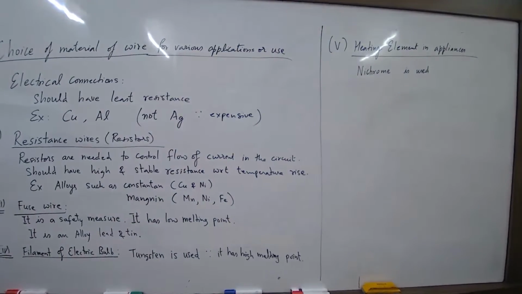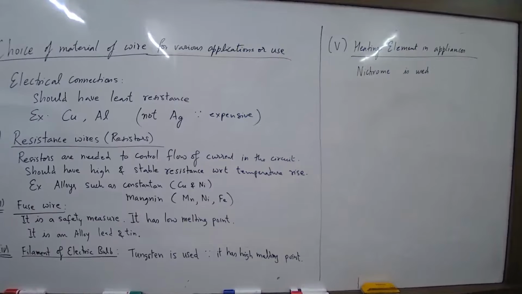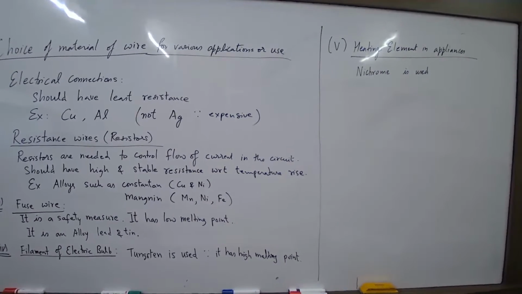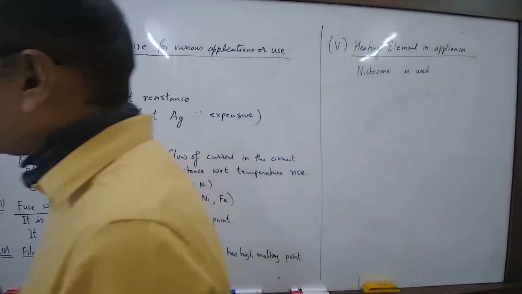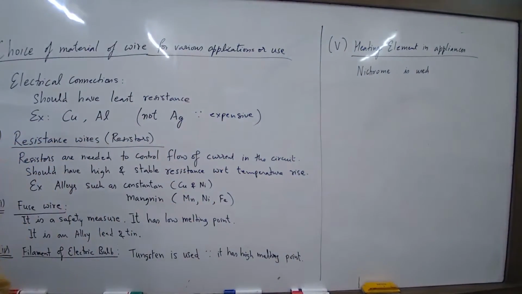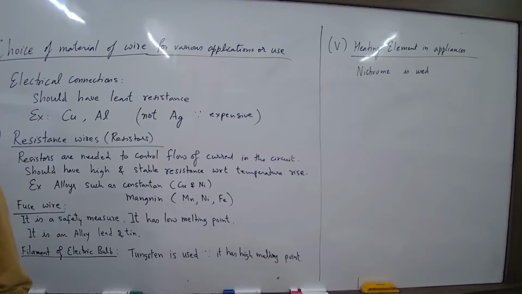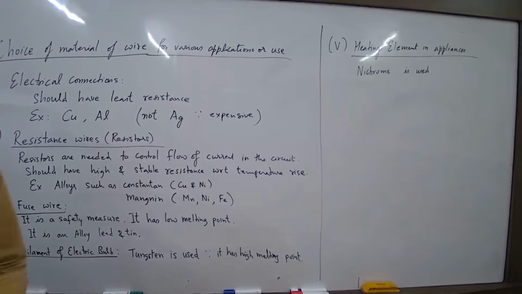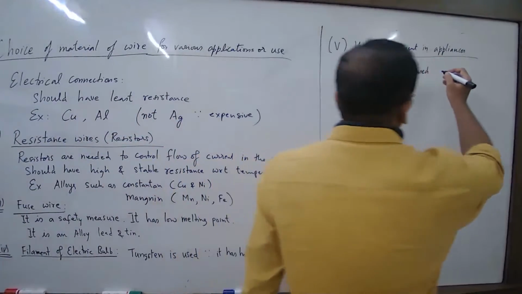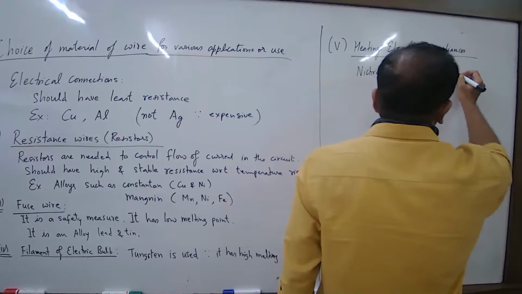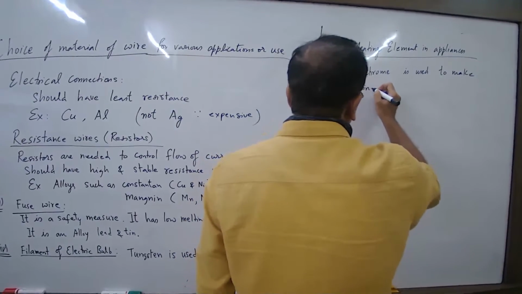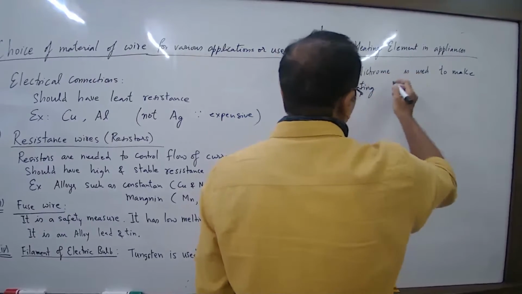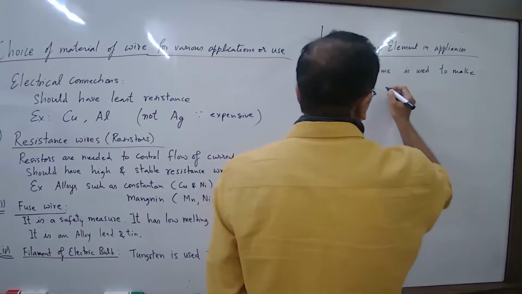Like you have an iron, electric iron. In an electric iron you have a small element. Is it made up of nichrome or mica? Nichrome. So nichrome is used to make heating elements because whenever current is passed through nichrome, it creates heat energy.